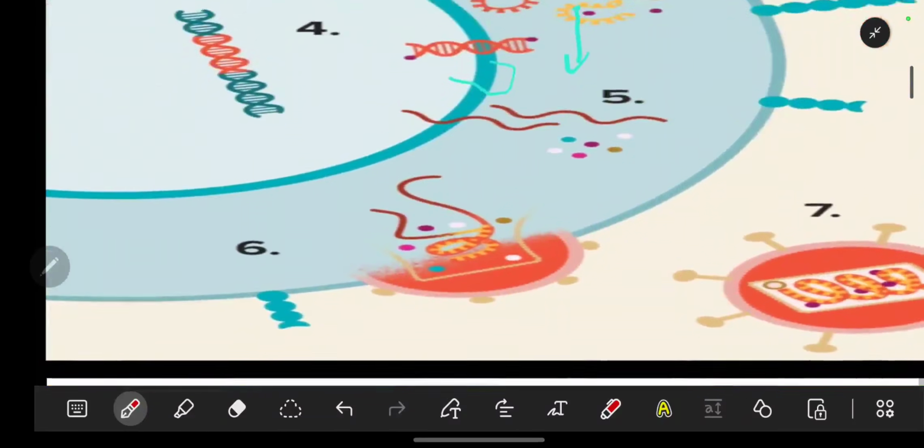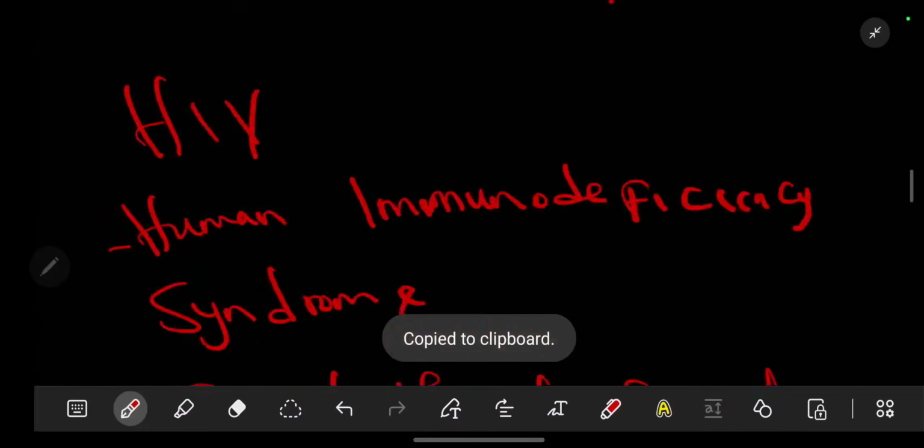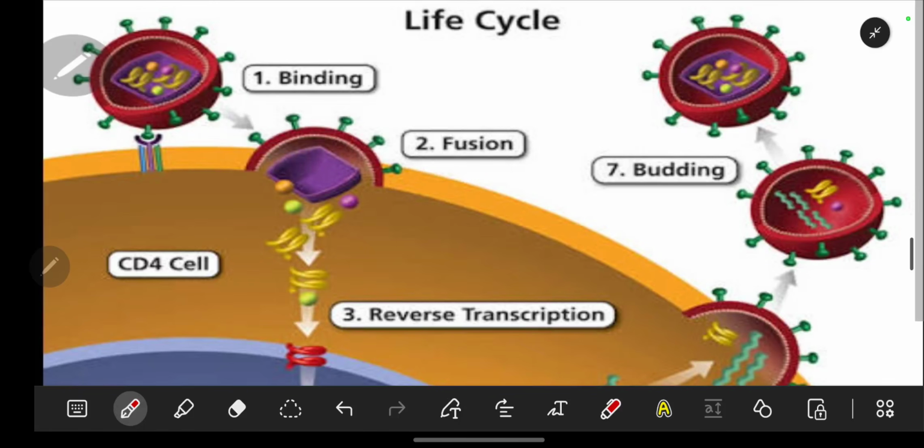Now when we look at the cycle, don't forget, all the terms that I'm going to be mentioning are going to be very, very important. These are the terms that you're going to be using. Number one, you're not going to use binding. Binding is okay, but I prefer that you use attachment as the first stage.